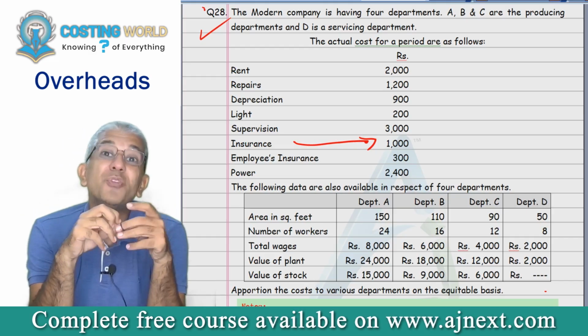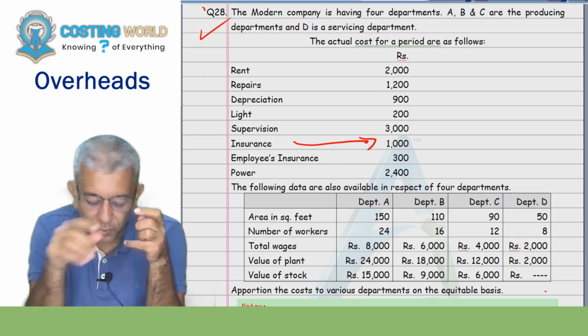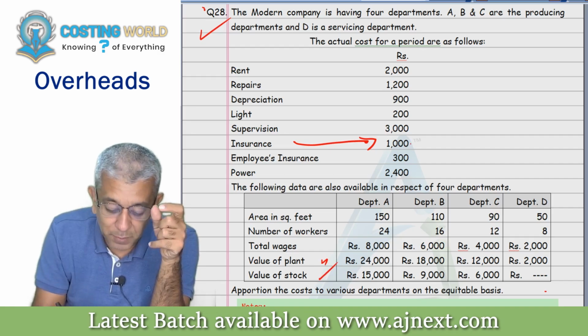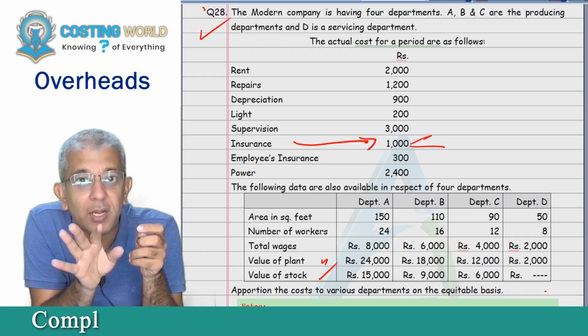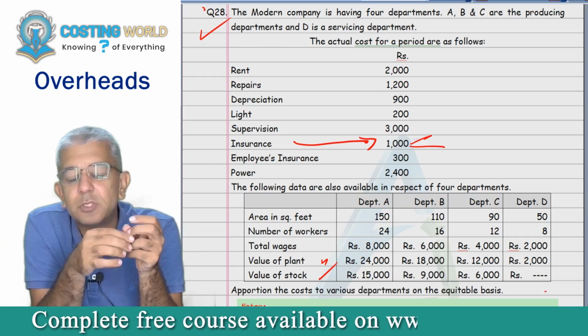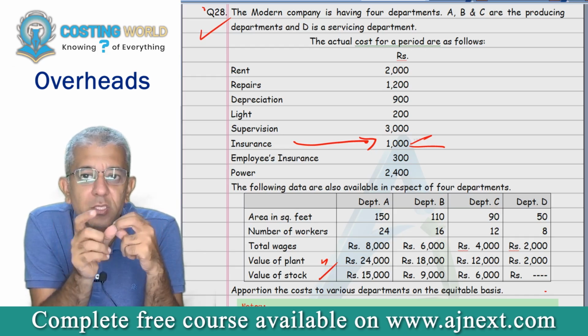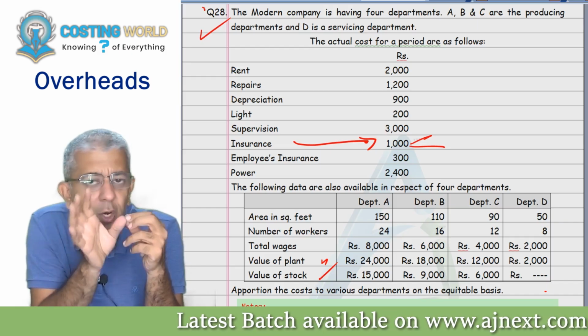Don't say, sir, composite ratio, no, you only taught. No, beta, I did not teach this. If you say it can be for both also, yes, but then I should have a bifurcation of the 1000. How much insurance is there for plant, that much will go in the value of plant. And whatever insurance is for stock, that particular thing should go in the ratio of stock. So I cannot take a composite ratio.